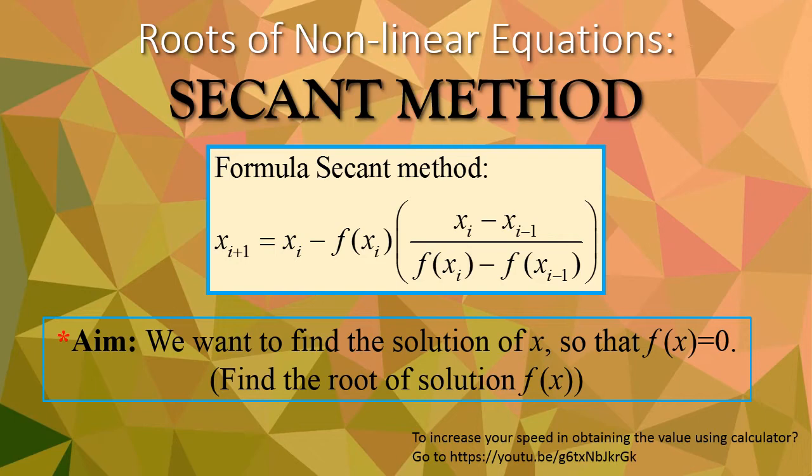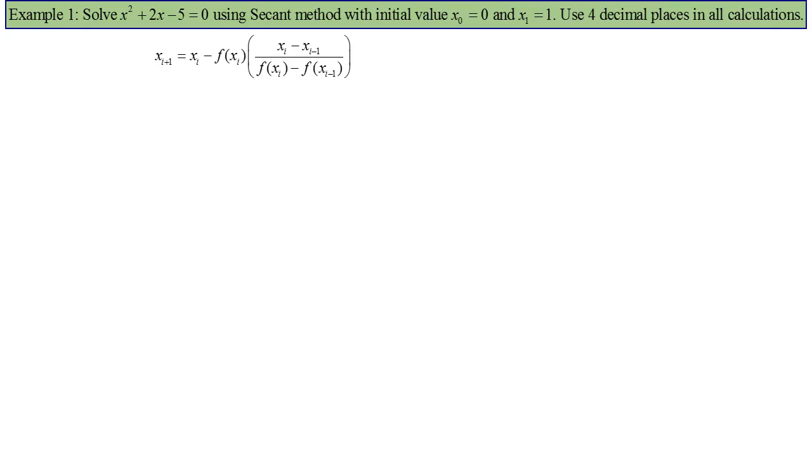So you have to understand, again, I repeat, the objective of using the secant method is because you want to know the value of x, which is the solution of f(x). Okay. So example 1. Solve x squared plus 2x minus 5 using the secant method with initial values x0 equal to 0 and x1 equal to 1. Use 4 decimal places in all calculations.